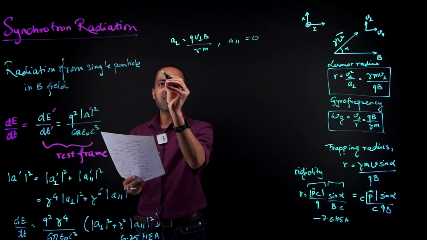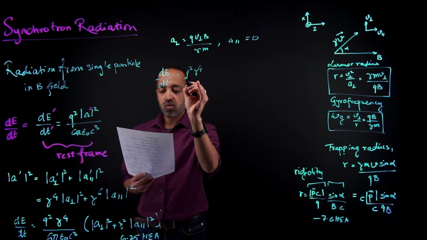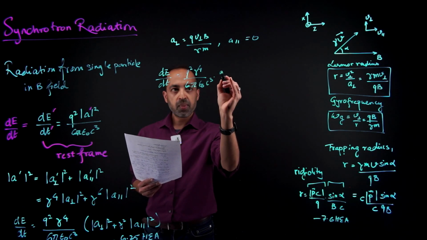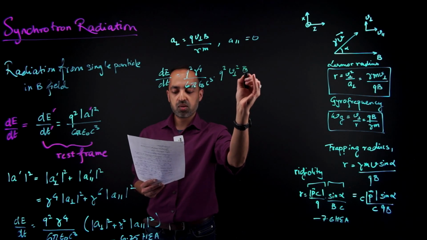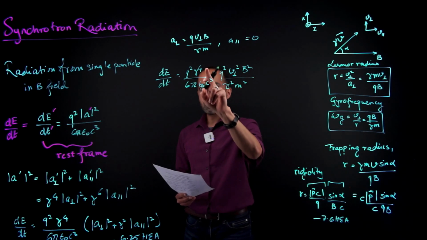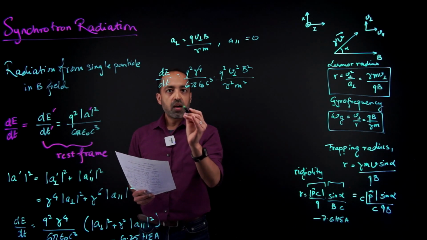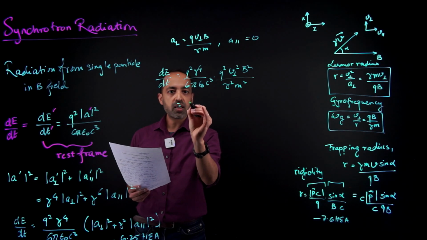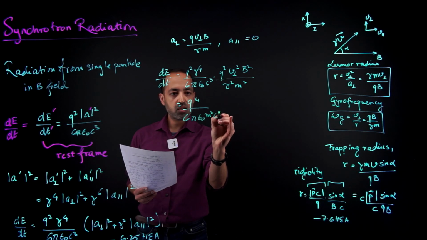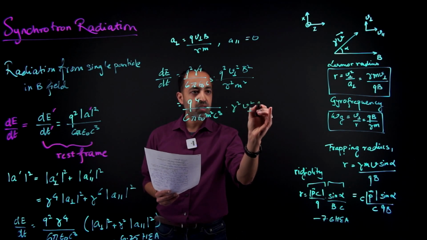So in our case, dE dt, the power that we get, is q squared gamma to the fourth over 6 pi epsilon naught c cubed times q squared v perpendicular squared B squared over gamma squared m squared, where I've just put in this acceleration squared. And these powers of gamma come from this Lorentz transformation. So just collecting various powers, that's q to the fourth over 6 pi epsilon naught m squared c cubed, this might start looking familiar, times gamma squared v perpendicular squared B squared.